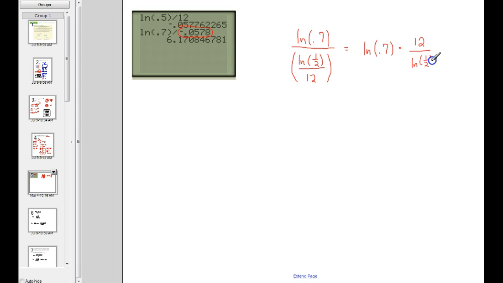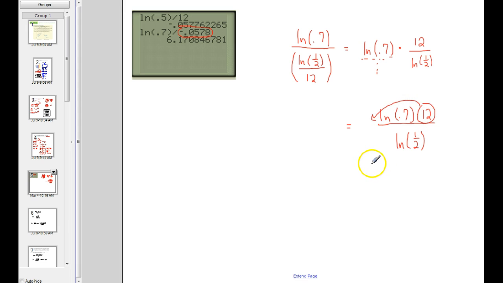So the natural log of 1/2 goes down to the bottom, 12 goes up to the top. Now just because this is, I can write this as that over 1. When I multiply these, I end up with the natural log of 0.7 times the 12 over top of the natural log of 1/2. And the last thing I'm going to do here is pull the 12 out in front.